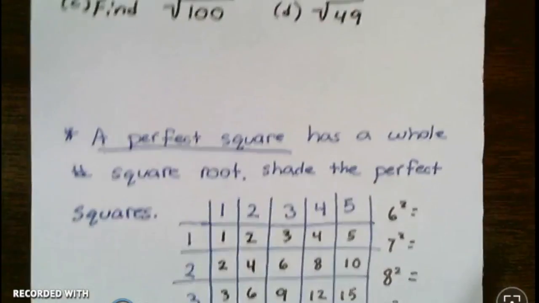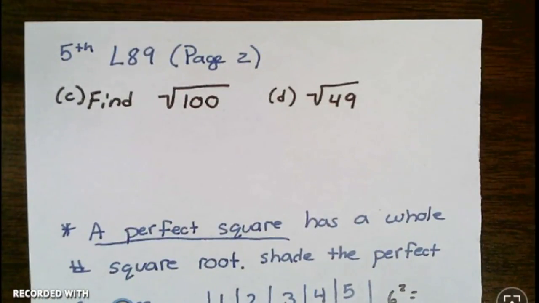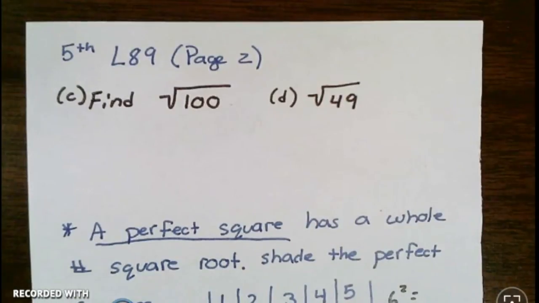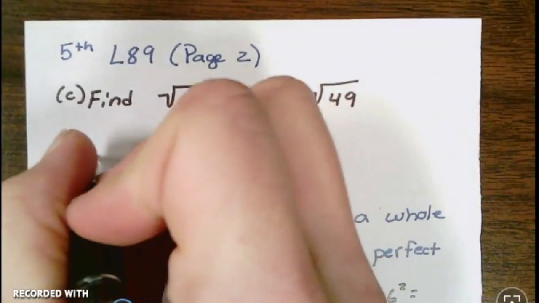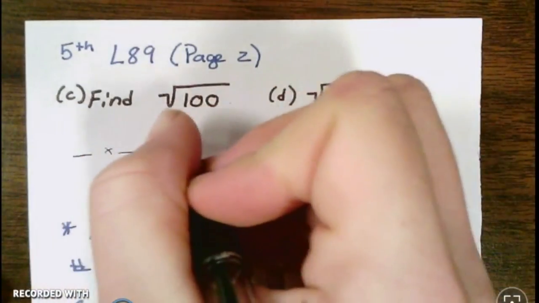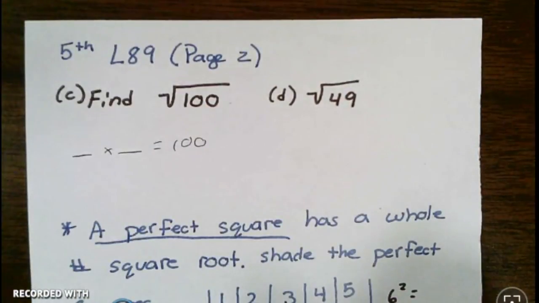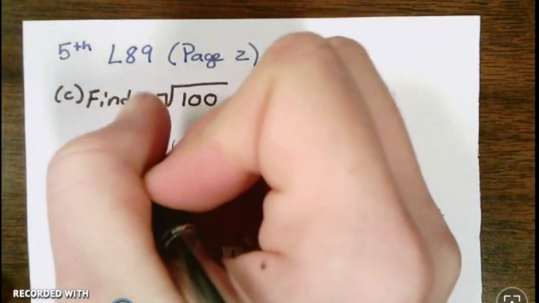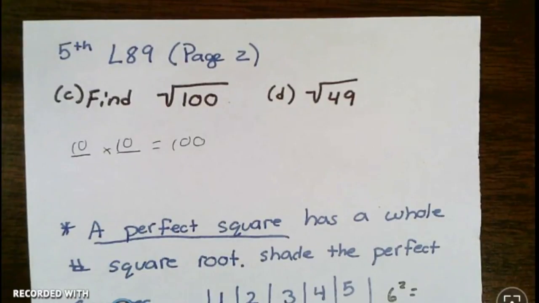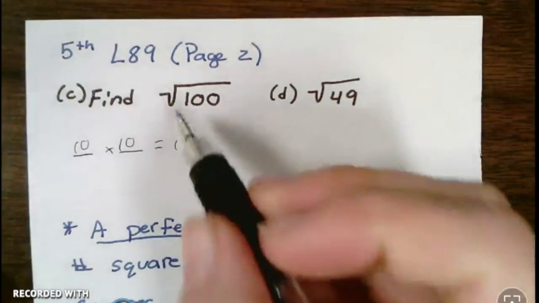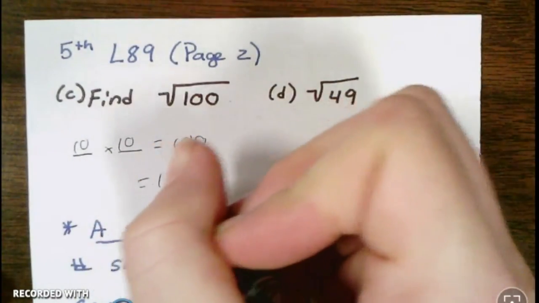Page 2. All right, this is asking the same thing. So find the square root of 100. What number times itself equals 100? 10 times 10 is 100. So the square root of 100 is 10.